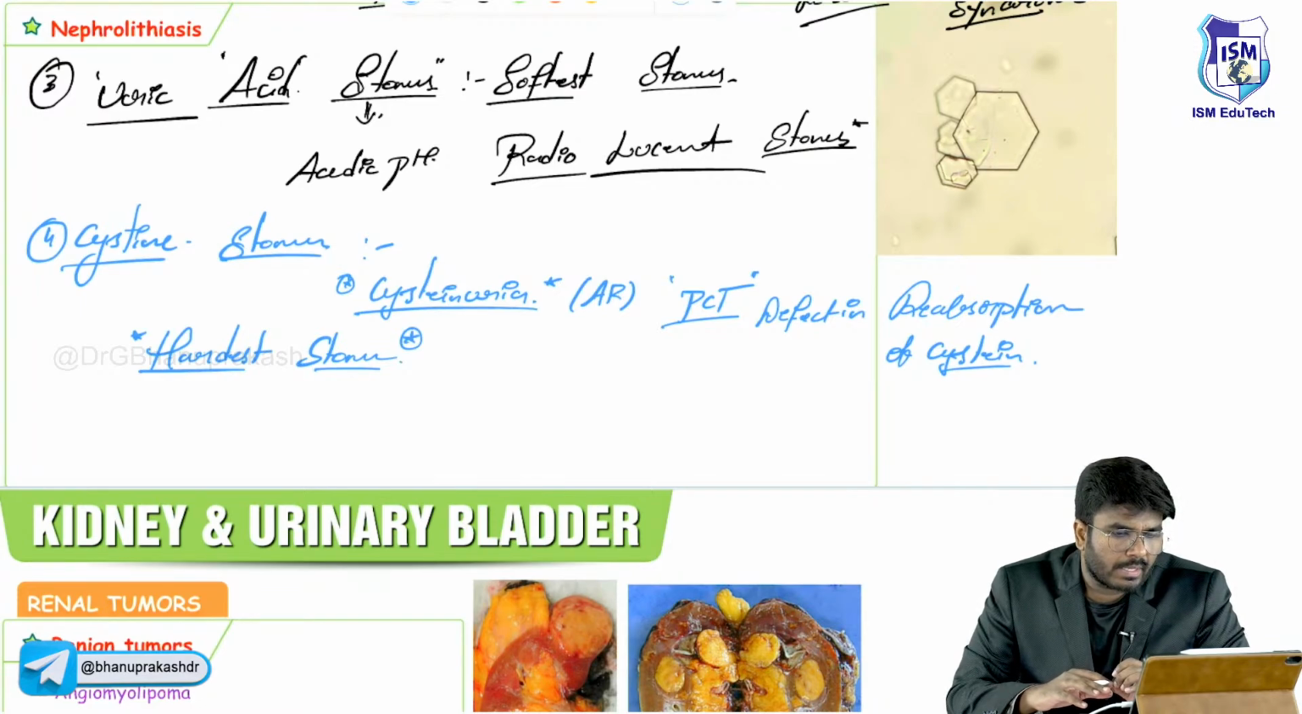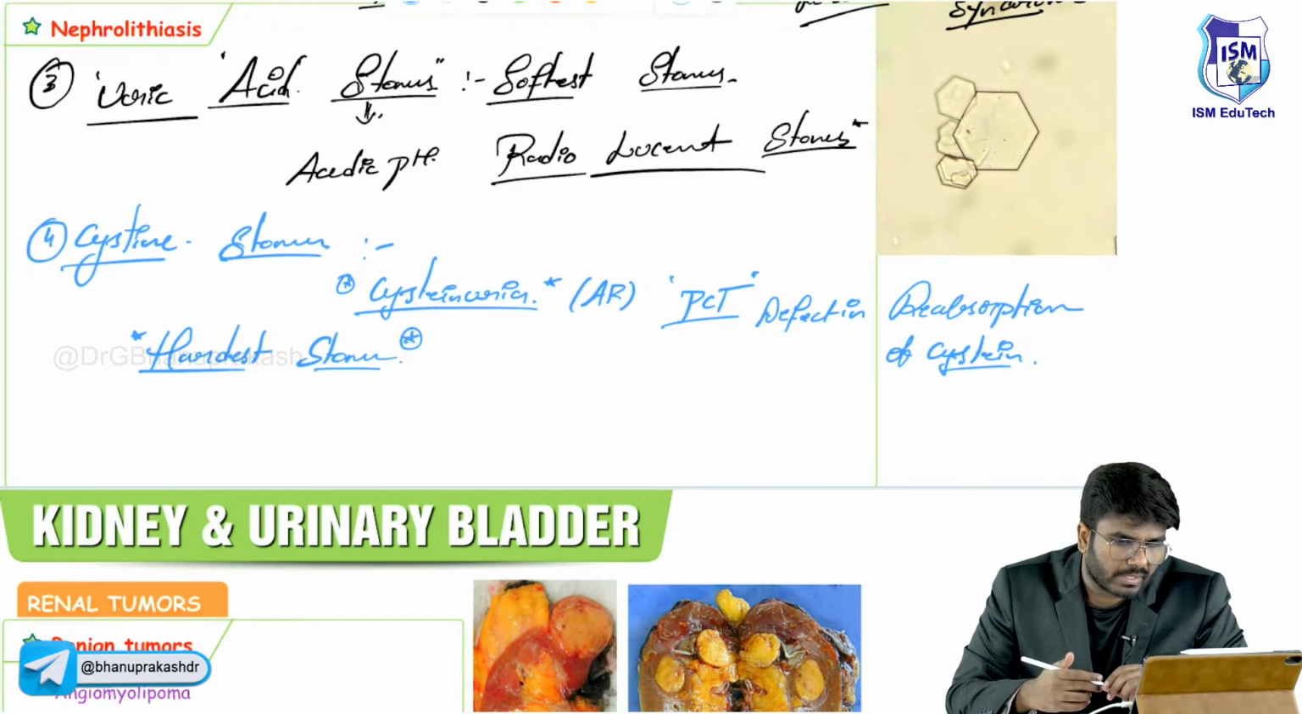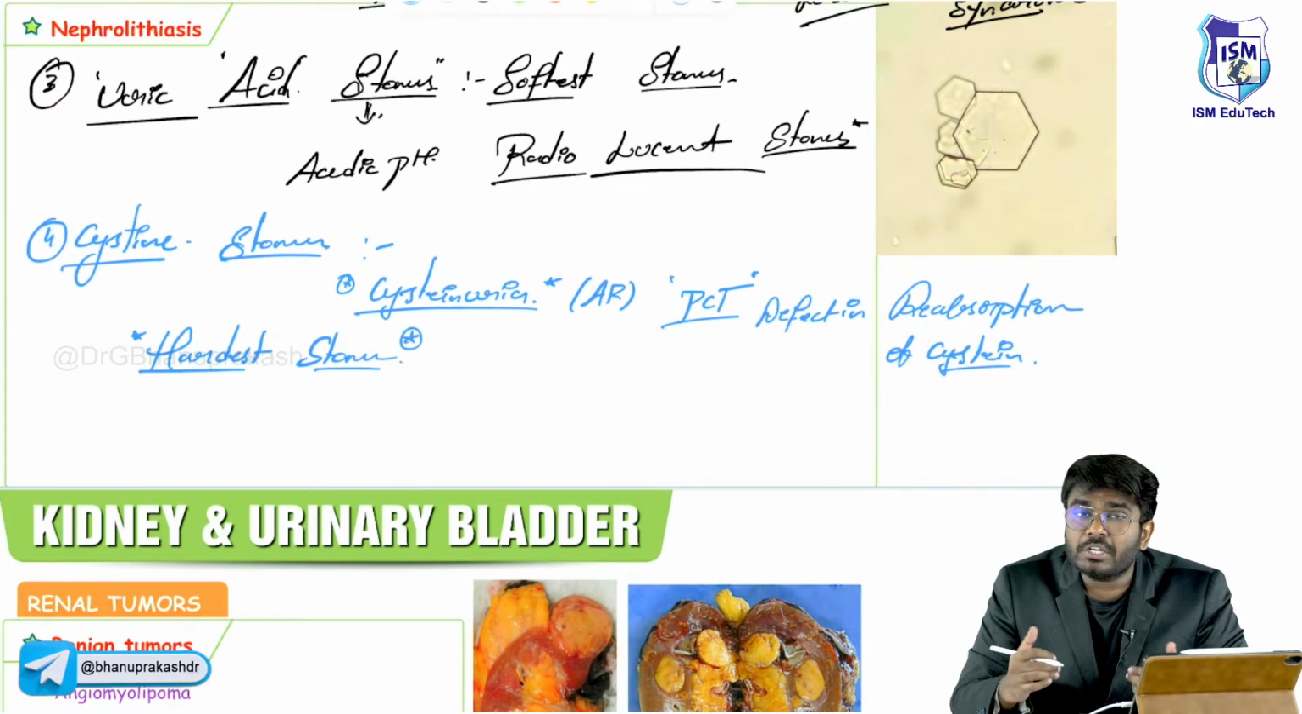Next, these stones are formed in which environment? All stones are formed in the acidic environment only, but AMP stones are special, formed in an alkaline environment. Cysteine stones are formed in the acidic environment. Now, those who have this cystinuria.